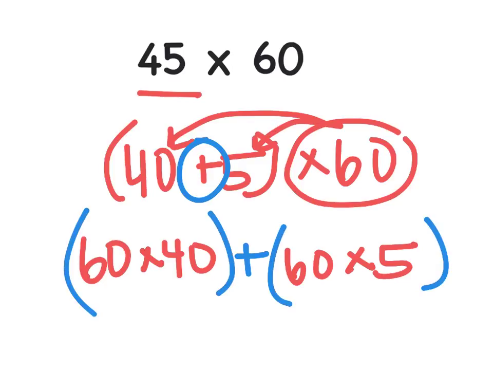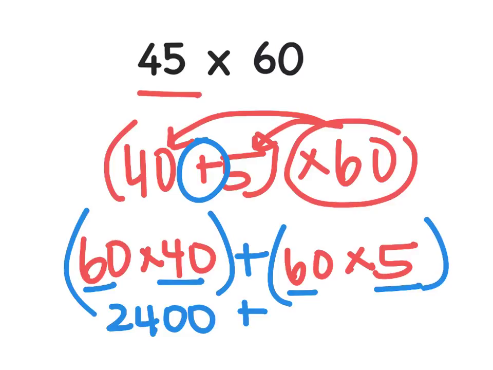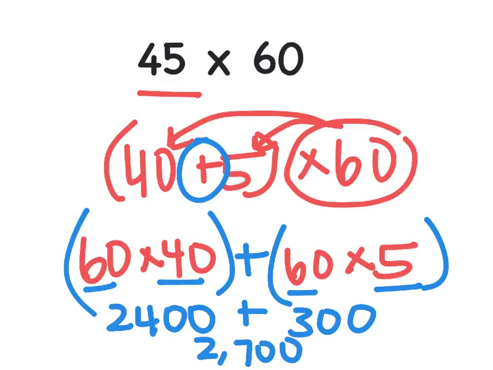So now I can probably do this in my head. 6 times 4 is 24 plus 2 zeros, 2,400. And 6 times 5 is 30, and add my 0 at the end. So 300. Now I can easily add up 2,400 plus 300 in my head to get 2,700, which is my final answer.